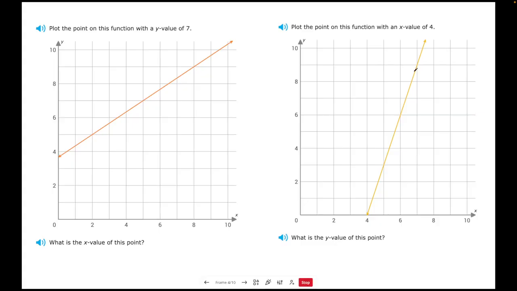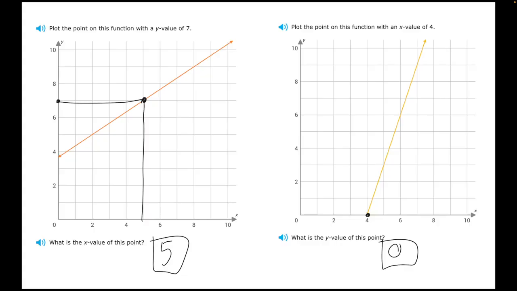Okay, now that you've had time to work these problems, let's check your solutions. For the first problem, you should have gotten x equals 5. And for the second problem, hopefully you were reading carefully because they switched up on you. They said the x value of 4. Okay, the other one was a y value. This one says the x value is 4, so you start at 4 and you connect to your line, and the answer is 0. Okay, because this is hitting 4, 0.